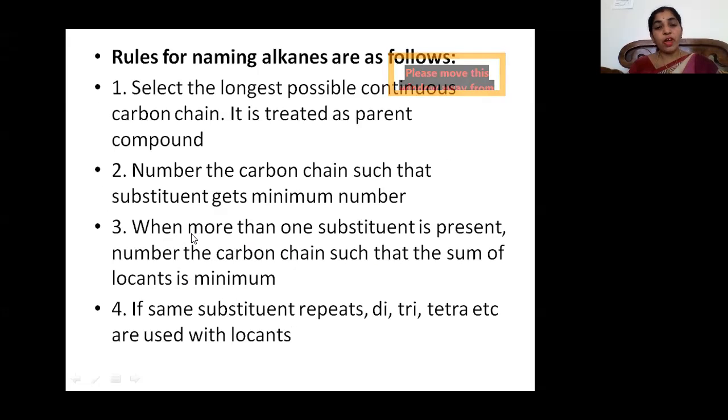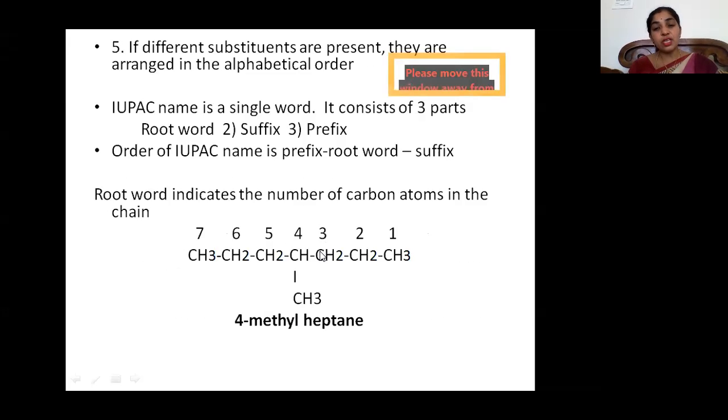The third rule: when more than one substituent is present, number the carbon chain such that the sum of the locants is minimum. Say for example, imagine at the 6th position you have an ethyl group and at the 4th position a methyl group. Then you cannot start numbering from this side. You have to start numbering from the other side, because the positions where substituents are placed are called locants. If you sum up these two locants, the number you get should be the minimum.